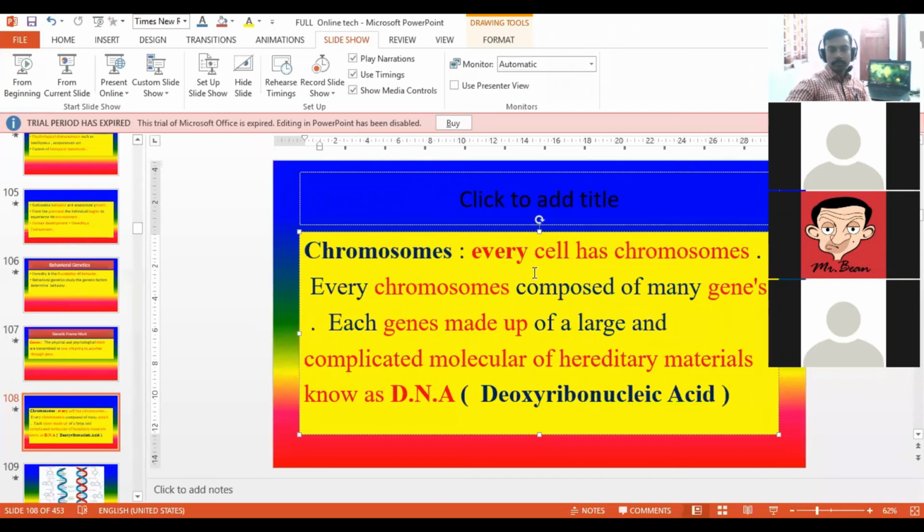So this slide is not seen in this. Okay. Every cell has chromosomes, and chromosomes are composed of genes made up of hereditary material known as DNA.